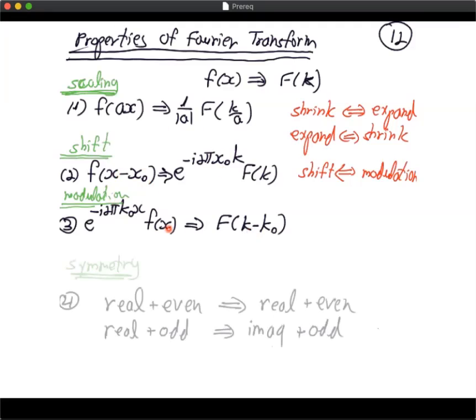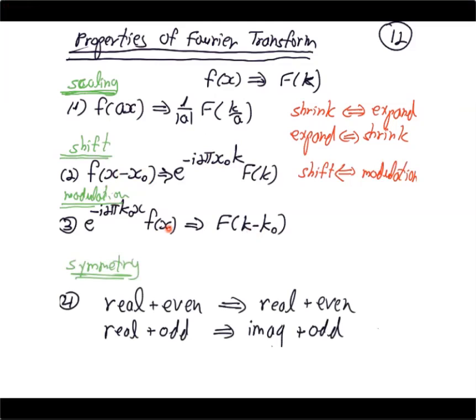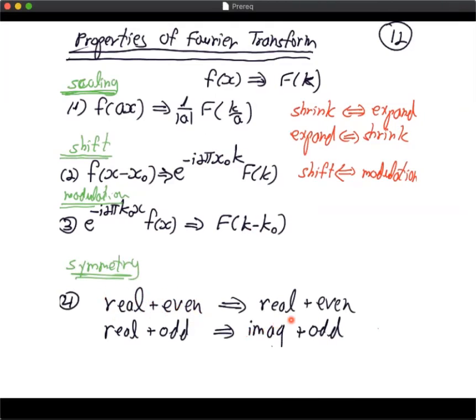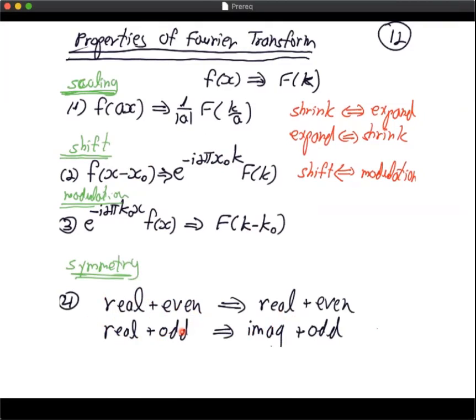All right. Now, another important property of the Fourier transform is the symmetry. If I have a real and even sequence, a real and even function, then its Fourier transform would also be real and even. If I have a real and odd function, then its Fourier transform is going to be pure imaginary and also odd. These can all be derived from the Fourier transform integral, and you can actually prove them.